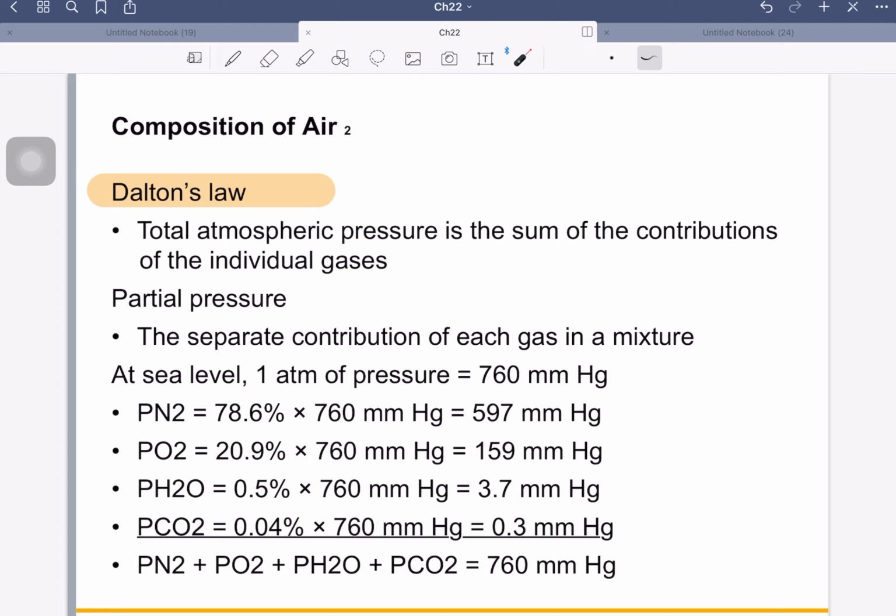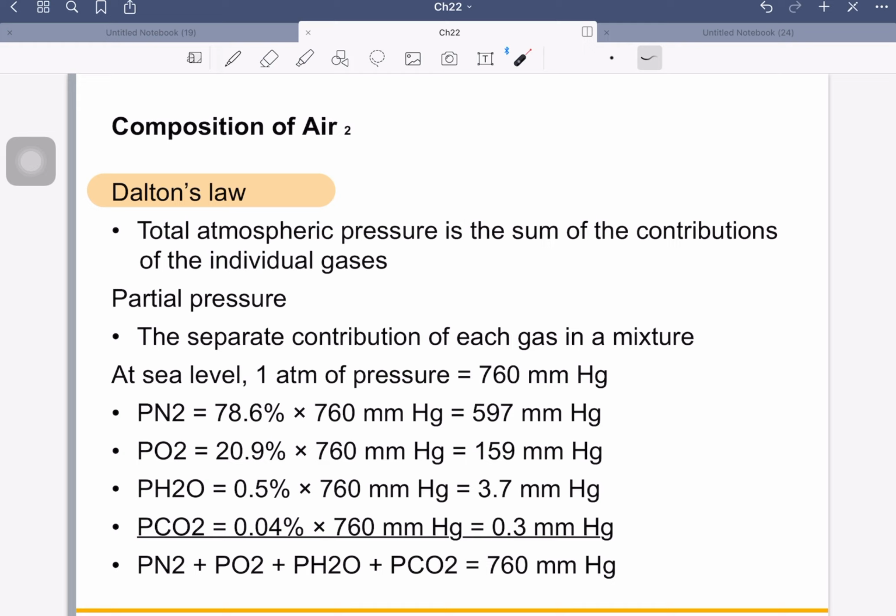Let's start having a look at one of the gas laws. This is Dalton's law. Now, what does it say? It says the total atmospheric pressure is the sum of the contributions of individual gases. Remember in the last slide, the individual gases are things like nitrogen, oxygen, CO2, some water vapor. So what Dalton's law says is, if I measure the pressure of this thing we call air, can I figure out what the pressure is of each of these individual components? And you can do it, and it's fairly easy.